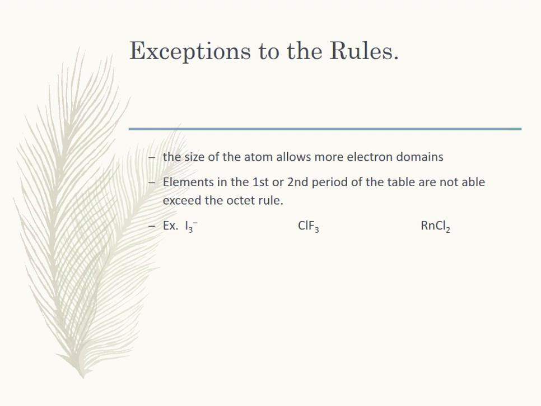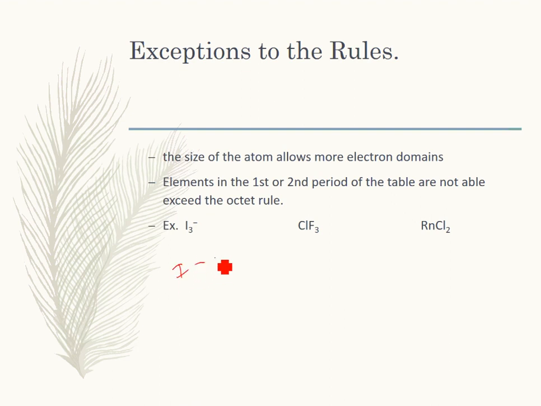Further exceptions, the size of the atom allows more electron domains. The larger the atom is, the more domains you're able to have. Just think about it in terms of repulsion. A smaller atom will not have as much space around for the repulsion to be permissible. Elements in the first or second period of the periodic table are not going to be able to exceed the octet rule. Iodine, or the triiodide ion, is quite interesting.